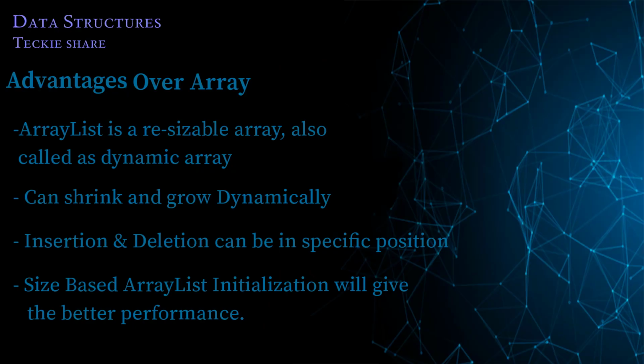In an array there is a restriction: the array has a size restriction, right? But in ArrayList there is no restriction in memory allocation. We can say it is a resizable array, so whenever it needs to grow, it will automatically grow. There is no restriction for memory allocation, so it can shrink and grow dynamically. Here the insertion and deletion can be performed at a specific position, and also for creating a size-based ArrayList, initialization will give better performance. I will tell you how it works in a later section.